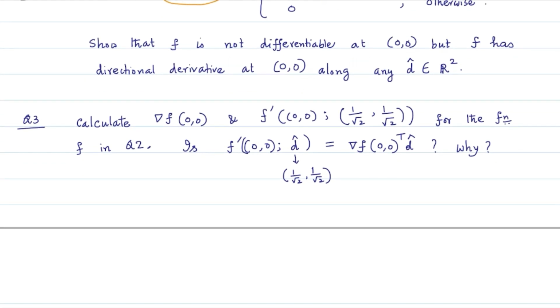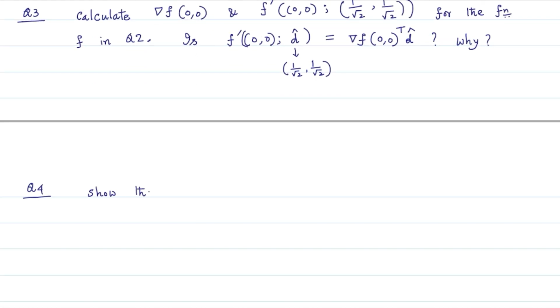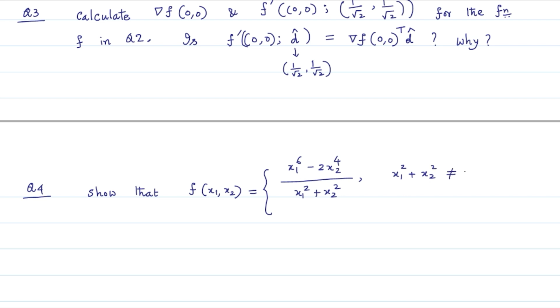The last question is that the function f(x1, x2), which is given by x1 to the power 6 minus 2 x2 to the power 4 divided by x1 square plus x2 square, when x1 square plus x2 square is not equal to 0, and 0 when x1 square plus x2 square is equal to 0, is differentiable at the point (0, 0).